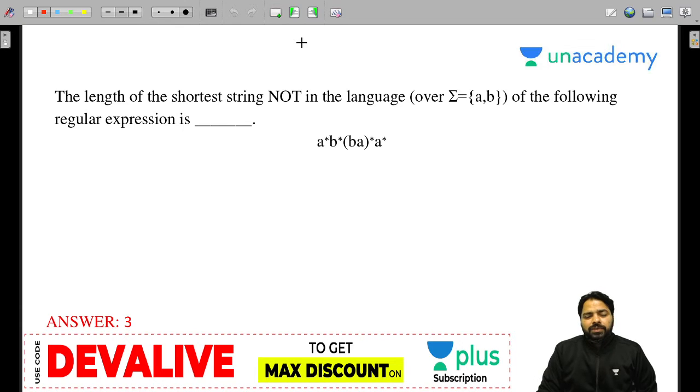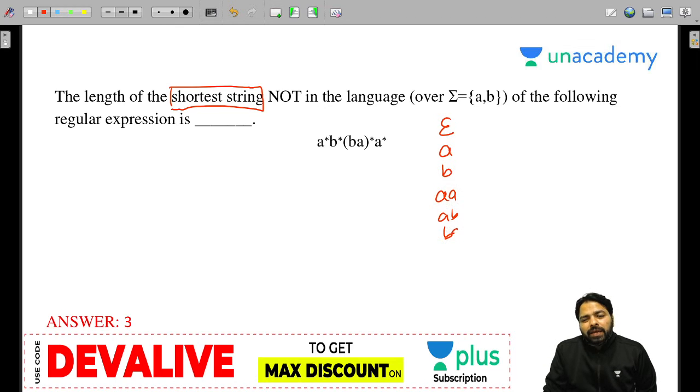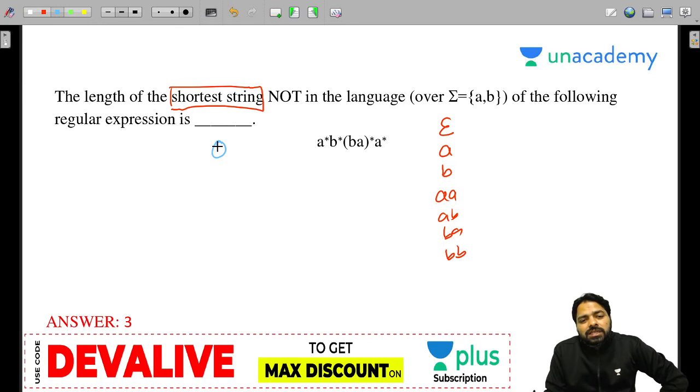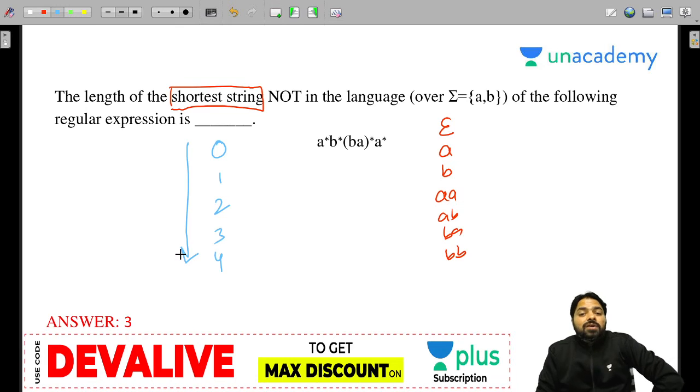Let's move on to the next one. The length of the shortest string. Remember, they never ask for maximum or longest. The length of the shortest string that is not in the language. That means there might be a possibility of 0 length, 1 length, 2 length, right? You need to try like that. So I'm writing this for clarity, guys: epsilon, A, B, AA, AB, BA, BB, and so on. I'm going to verify one by one very quickly because you need the shortest. You need to try 0, 1, 2, 3, 4 in this order so that you will get the shortest one which is not in the language.